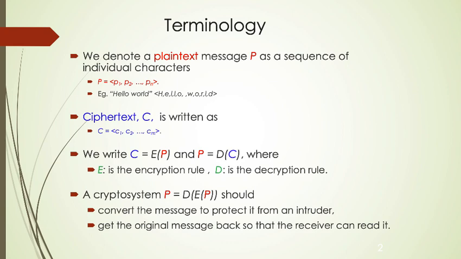For example, we write C equals E of P and P equals D of C, where C represents the ciphertext, E is the encryption rule, P is the plain text, and D is the decryption rule. What we seek is a crypto system for which P equals D of E of P. In other words, we want to be able to convert the message to protect it from an intruder, but we also want to be able to get the original message back so that the receiver can read it properly.